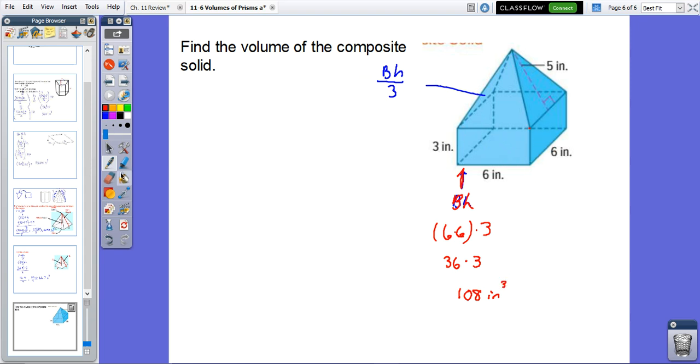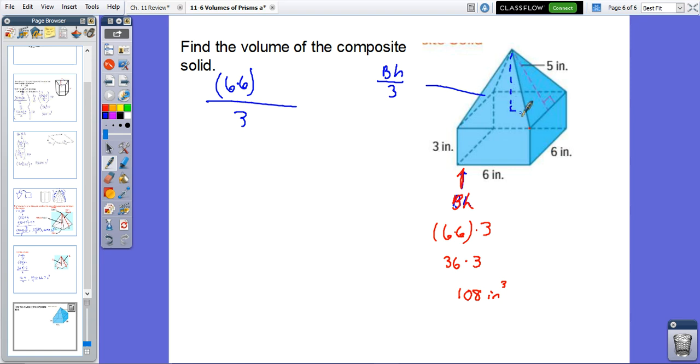Now let's do the pyramid. So look at this pyramid now. Here, we do have the same base, so we can say, hey, that's going to be 6 times 6. What we're lacking is the height. We don't have the height. We have this 5 right here, but that's not the height. Remember, our height is perpendicular. It goes straight up and down.